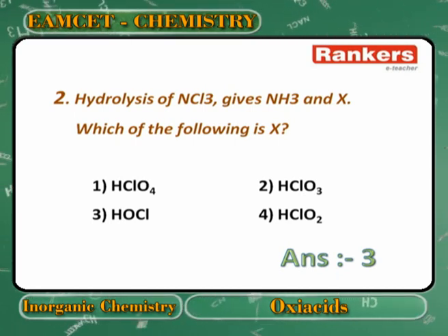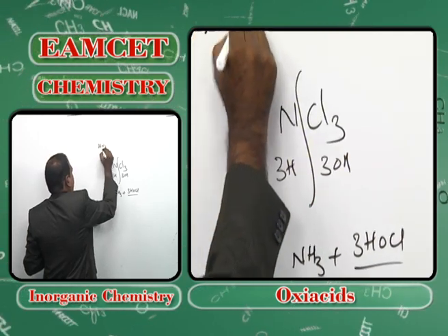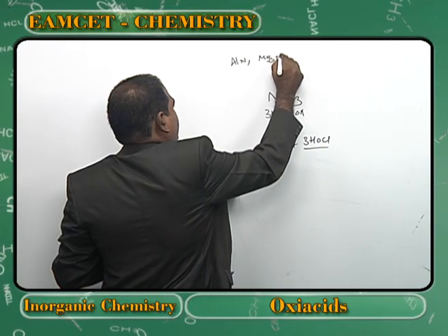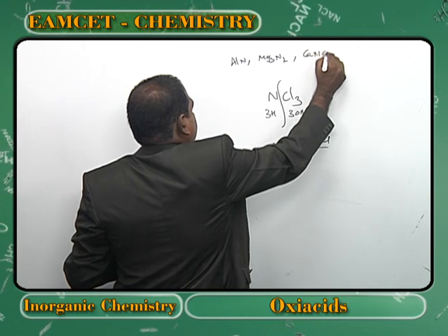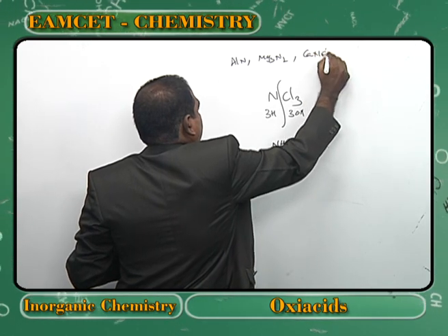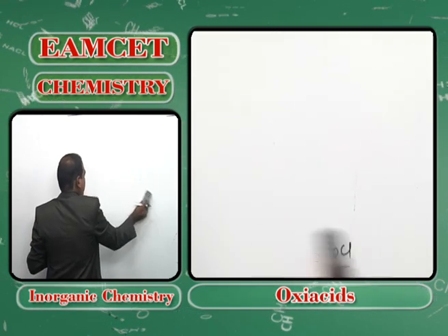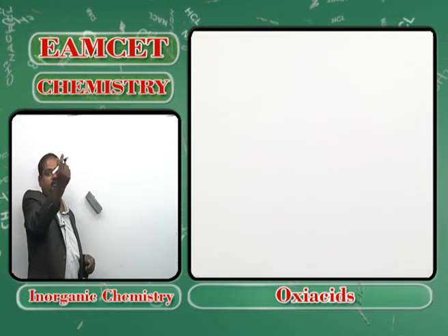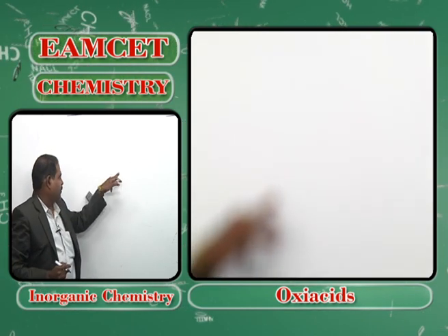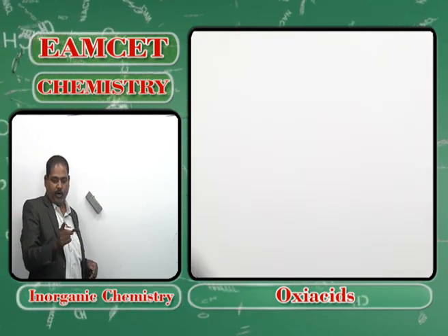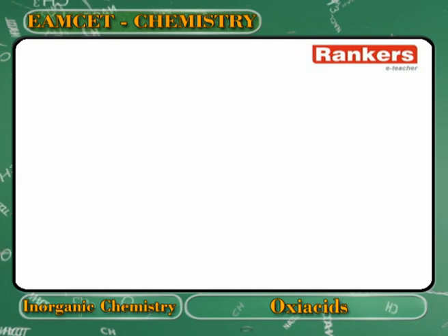So how is ammonia prepared? By the hydrolysis of aluminum nitride, by the hydrolysis of magnesium nitride, by the hydrolysis of calcium cyanamide, CaNCN, by the hydrolysis of NCl3. So after all is said and done, nitrides on hydrolysis give ammonia, and in this particular question, NCl3, you have already got HOCl. Let's go to the third question.